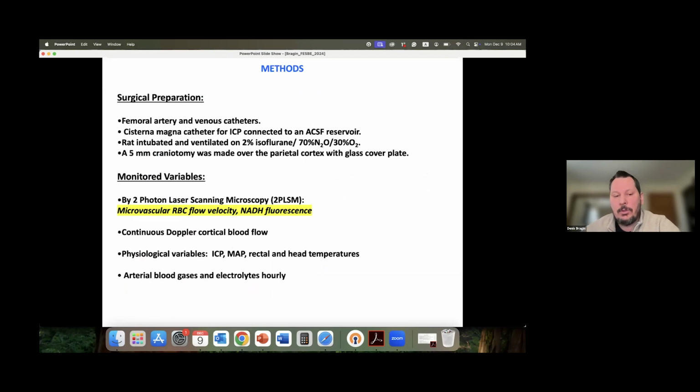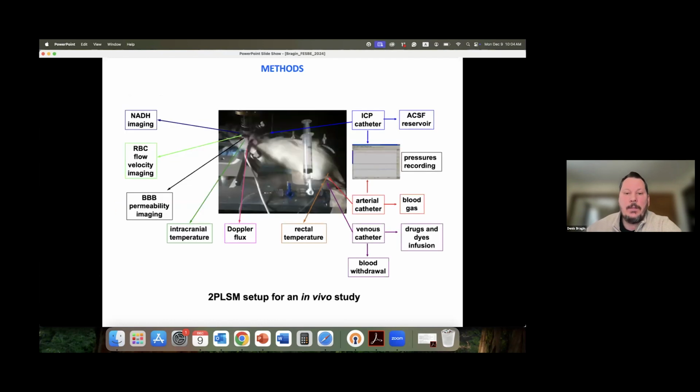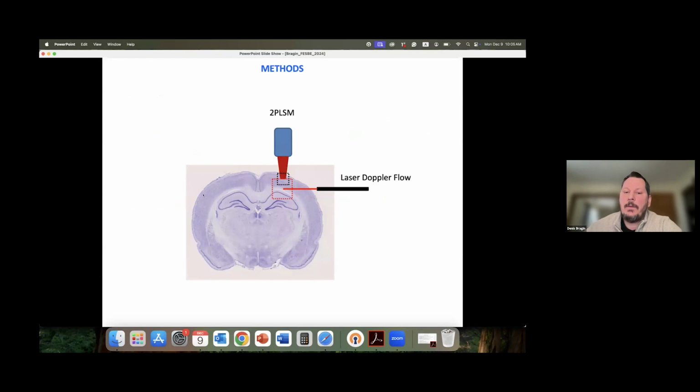And for that, we used multiphoton microscopy, and I would emphasize that we measured microvascular flow velocity in each capillary and NADH fluorescence to show the brain metabolism and oxygen consumption. So this is our experimental setup where we measured all physiological parameters, and using multiphoton microscopy, we measured the flow velocity, BBB permeability, and NADH as a measure of oxygen. So this is the area of our imaging, and we controlled it by laser Doppler flow to show clinical measurement.